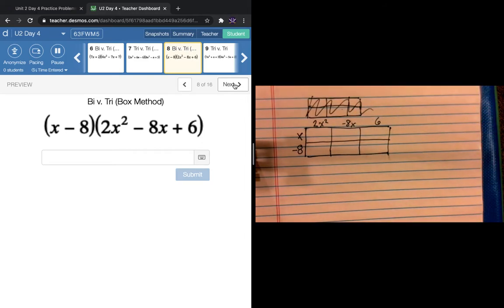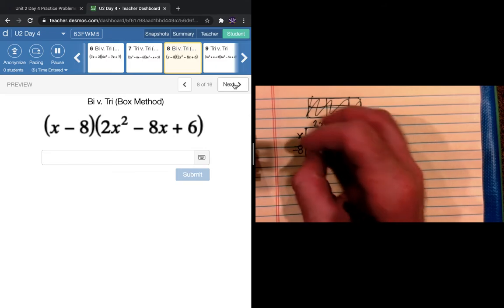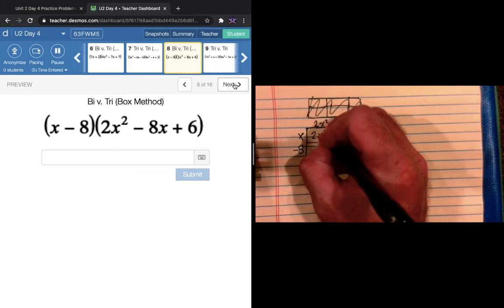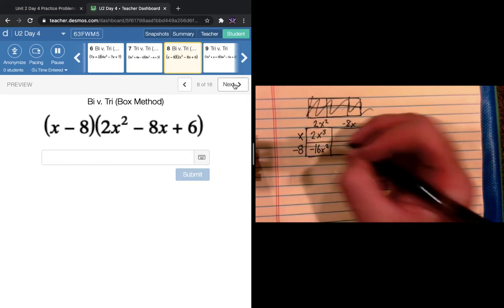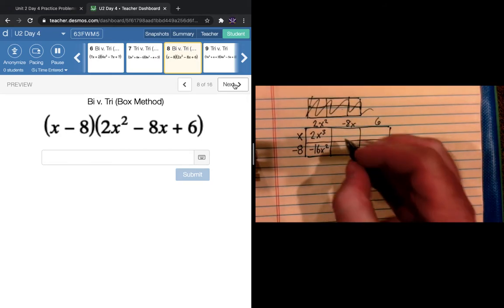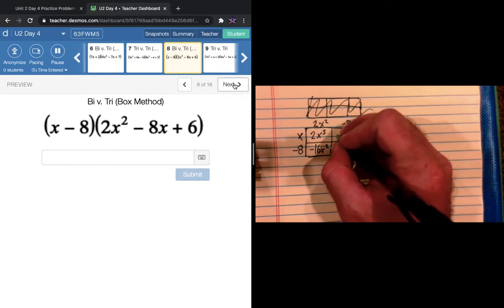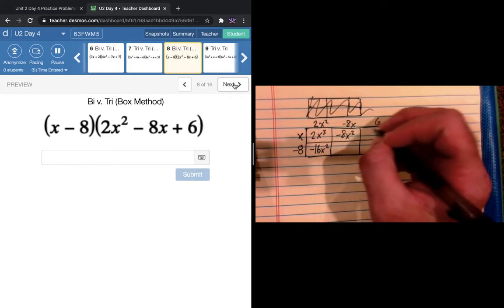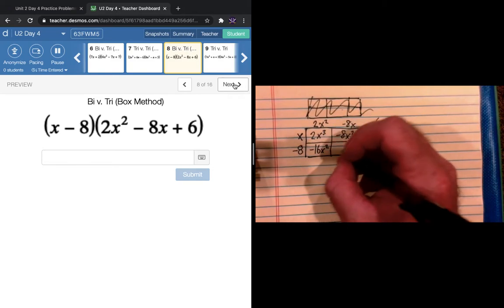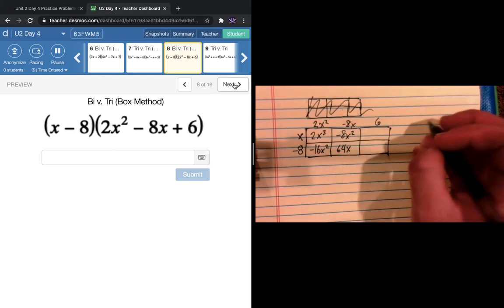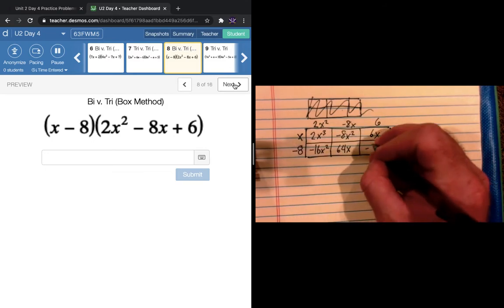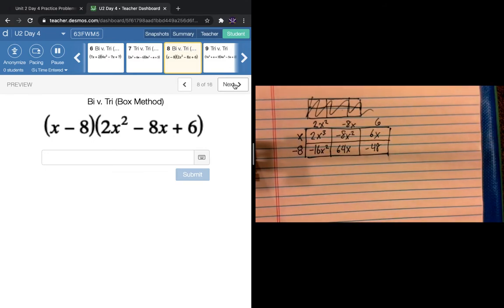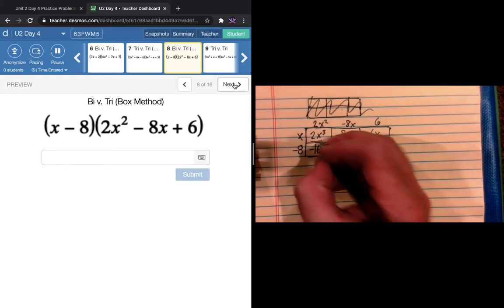From here, we multiply. 2x squared times x is 2x cubed. I jump down, and this gives me a negative 16x squared. I come to this square, x and a negative 8x, negative 8x squared. I do the same here, and I get a positive 64x. 6x, negative 48.